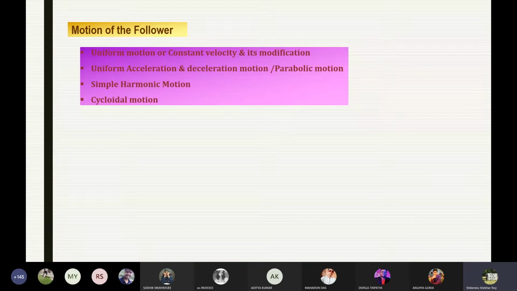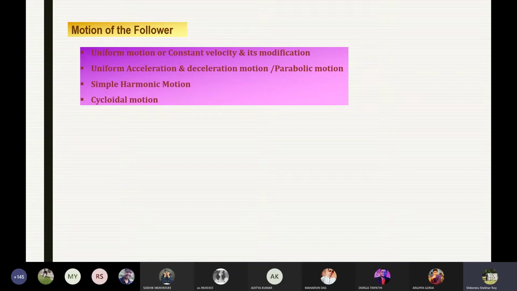Quickly write. The motion of the follower we would like to consider here is the uniform motion, or the motion of constant velocity, and its modification. This is the first one we would like to analyze. Second, the uniform acceleration and deceleration motion, also known as parabolic motion. Third, the simple harmonic motion. Fourth is the cycloidal motion. Today we would like to discuss these four.